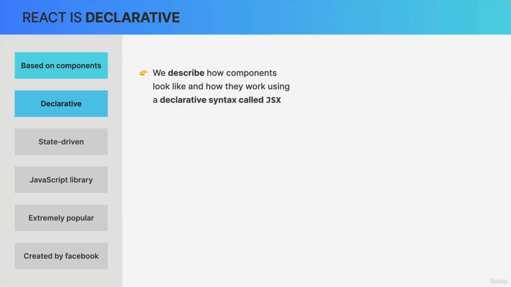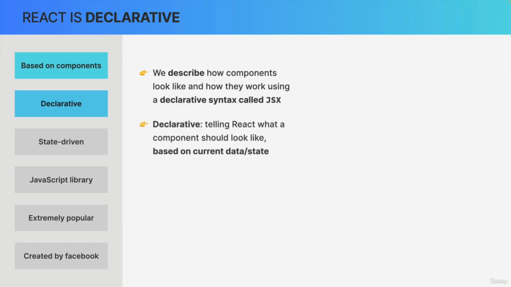And declarative simply means that we tell React what a component, and ultimately the entire UI, should look like based on the current state. So React is basically a huge abstraction away from the DOM, so that we never have to work with the DOM directly as we would with vanilla JavaScript. So we simply tell React what we want to happen when some data changes, but not how to do it. And again, we do that using JSX.